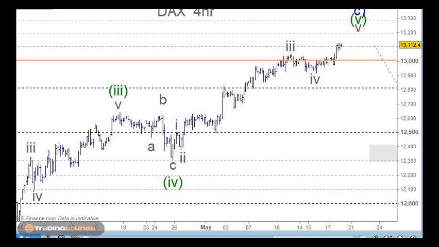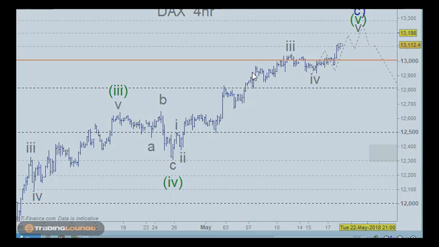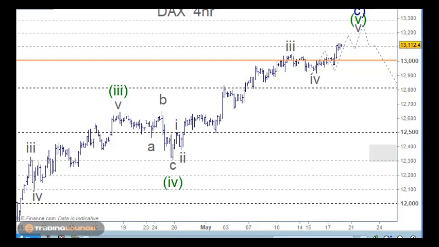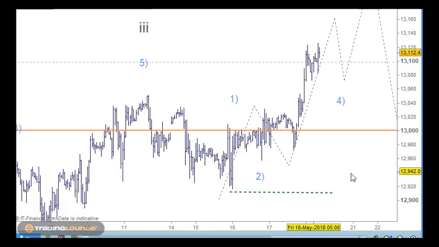So in a nutshell here, we're looking for wave 1 and 2 and 3 and 4 and 5 to finish up in here now to complete that wave structure there. So I'll just save that, and we'll go to the hourly chart and see if we can.